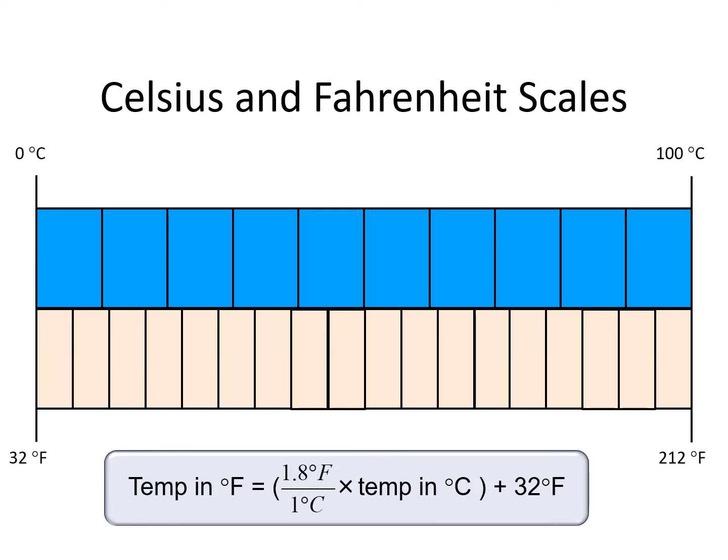This figure shows a comparison between the Celsius and Fahrenheit scales. The Celsius degrees are larger, and only 100 are needed to get from freezing to boiling of water. The Fahrenheit degrees are smaller, and 180 are needed to get from freezing to boiling of water.